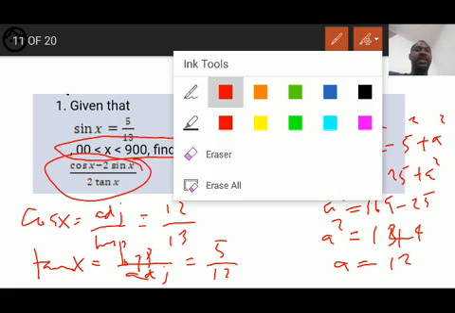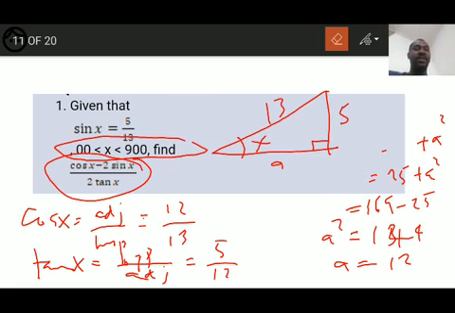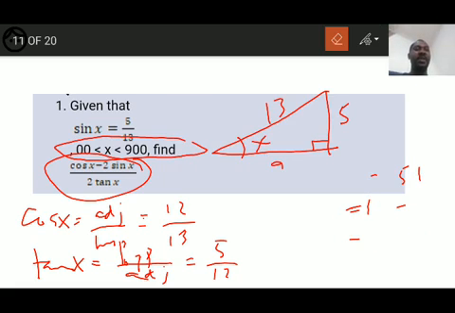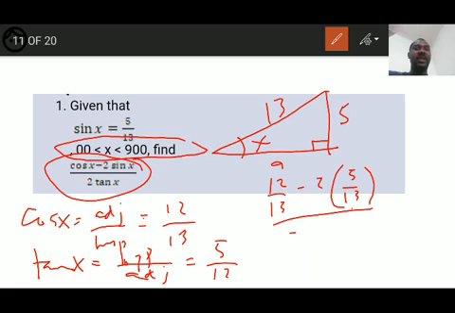Okay, so now let's solve the question at hand. Let me rub here off quickly. So here we are asked to find cos x minus 2 sine x all over 2 tan x. Okay, so let's see. Our cos x, like we just got now, is 12 over 13, minus 2 times sine x. Sine x is already given as 5 over 13. Now everything all over 2 tan x, that means 2 times your tan x, which is 5 over 12.